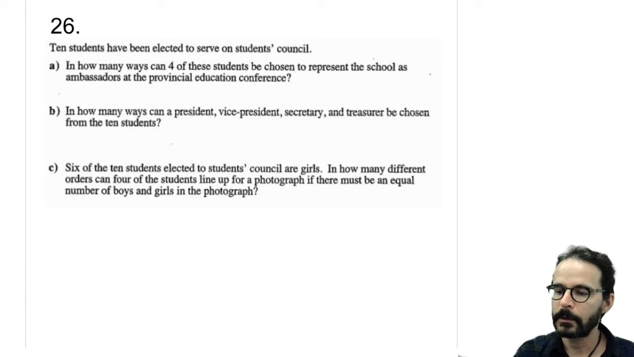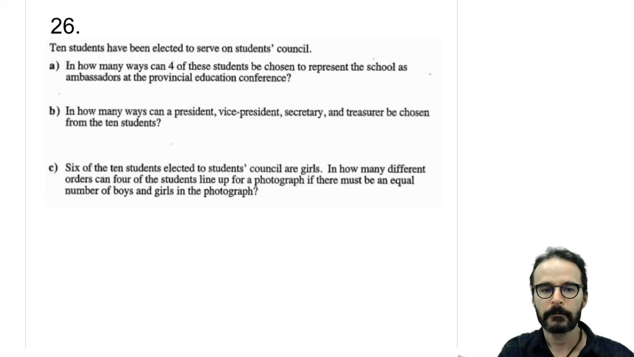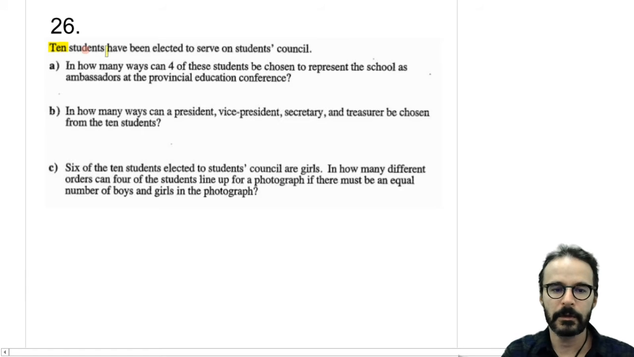Right, folks, here's a question from a student. This is question number 26 in the Permutations and Combinations assignment. In this question, we have 10 students that have been elected to serve on Students' Council. In how many ways can 4 of these students be chosen to represent the school as ambassadors at the Provincial Education Conference? So we're selecting 4 individuals.